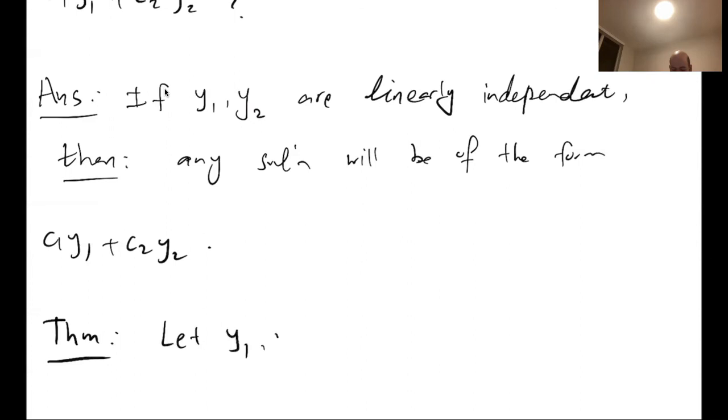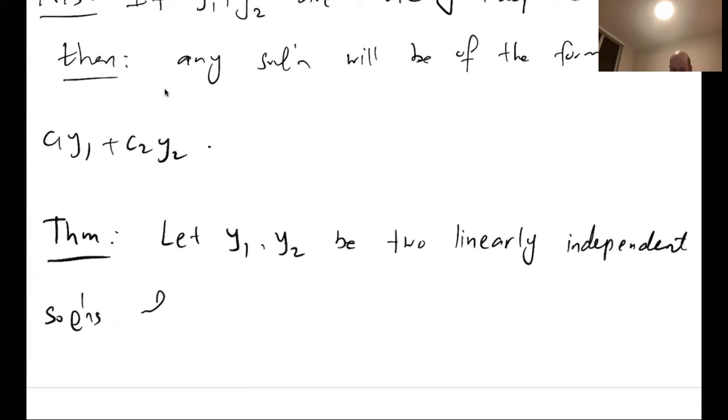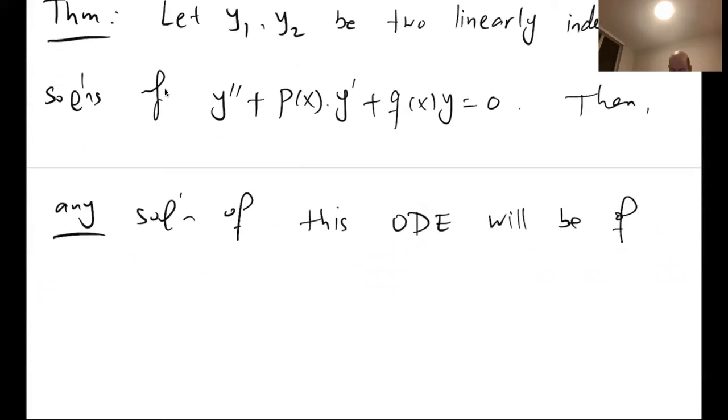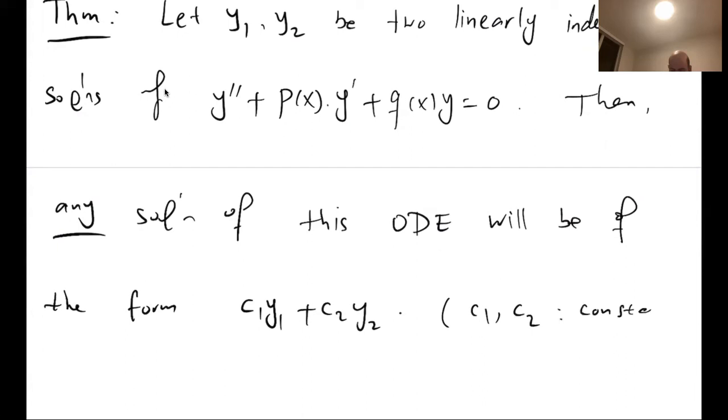Let Y1 and Y2 be two linearly independent solutions of Y double prime plus P of X times Y prime plus Q of X times Y equals 0, then any solution of this ODE will be of the form C1 Y1 plus C2 Y2. And here C1 and C2 are constants.